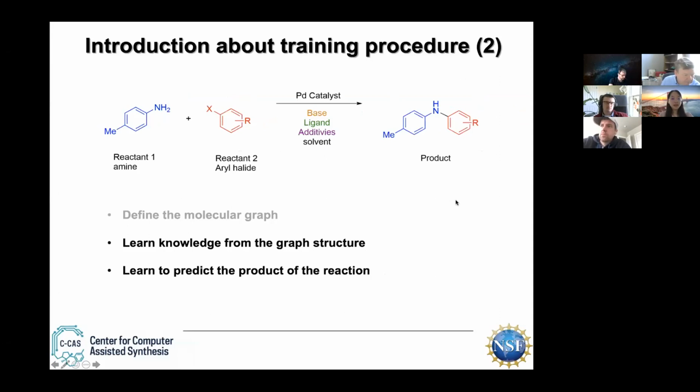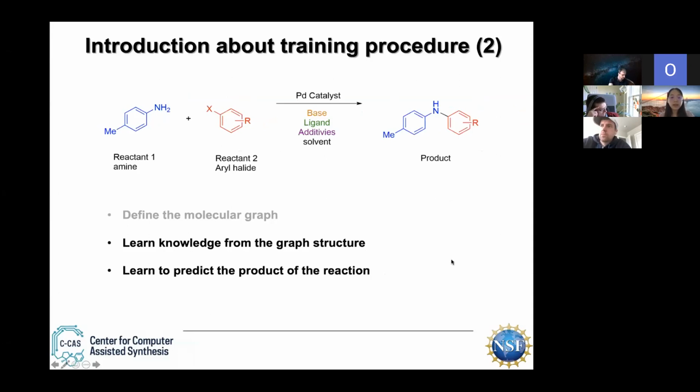Hi everyone. I will introduce the training procedure of using a neural network to do reaction prediction, and I introduced how to define the molecular graph in the last section. And in this part, I will talk about how to learn the knowledge from the graph structure and also how to learn to predict the product of the reaction.